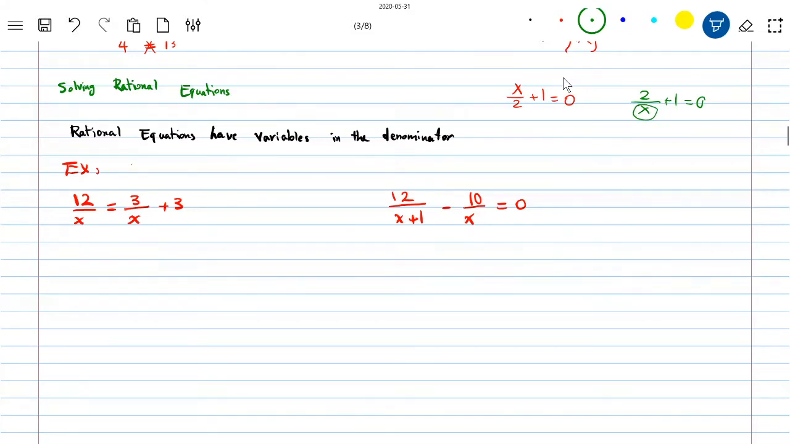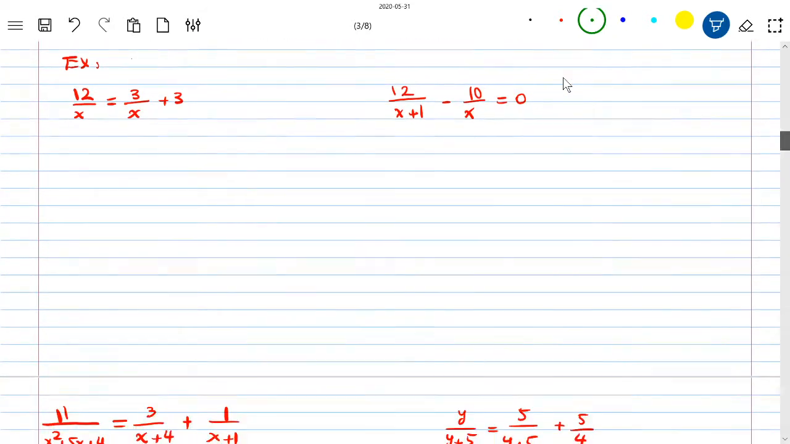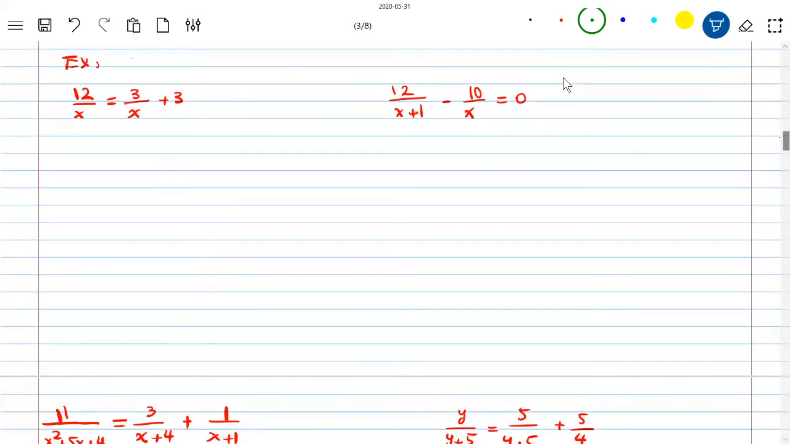If there is an expression with the variable in the denominator, then you have a rational equation. It could be 2 divided by x plus 1 equal to 0, or 2 divided by 3x plus 1. As long as there is a variable in the denominator, you call this a rational expression. If it has equality in it, then it's a rational equation. Now here are some examples of rational equations. Let's try. First one, 12 over x equals 3 over x plus 3.